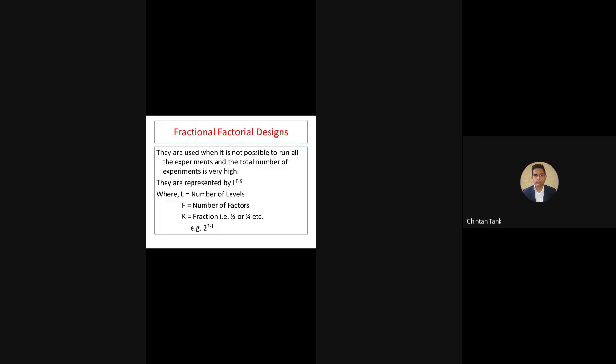So let us start with the fractional factorial design first. As the name says, they are a fraction of a full factorial design. They are nothing but a fraction of the full factorial design. So we are performing experiments at a small portion of the full factorial design.